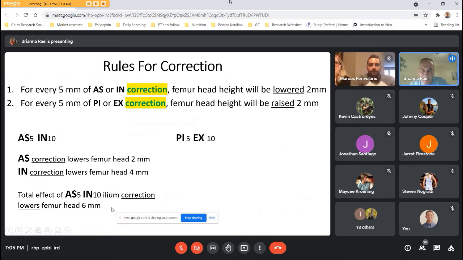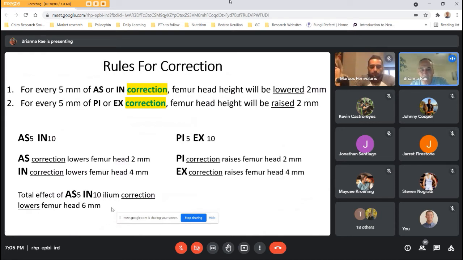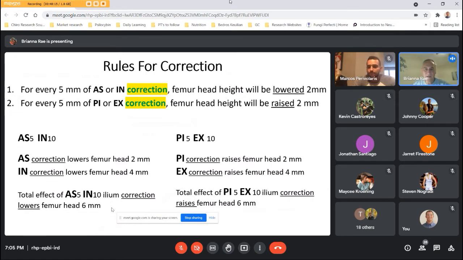The opposite, with the same subscripts, PI5, EX10. PI correction raises the femur head 2, EX correction raises the femur head 4. So we're ending up with 6. If we're going to correct the PIEX, we're going to raise the femur head by 6. Anybody not see that? Understand that?